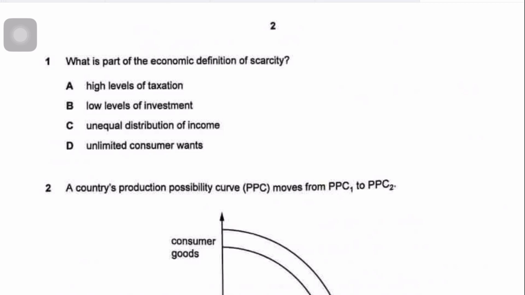Now the paper you all are seeing on your screen is the O-level IGCSE Economics Paper 1 MCQs that happened on the 5th of June. And I'm going to be solving this paper to the best of my abilities, and then you guys can compare your answers and then we can discuss in the comment section below.